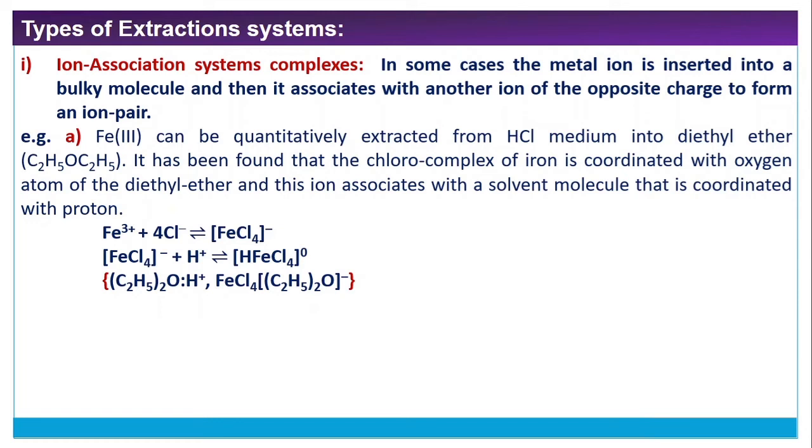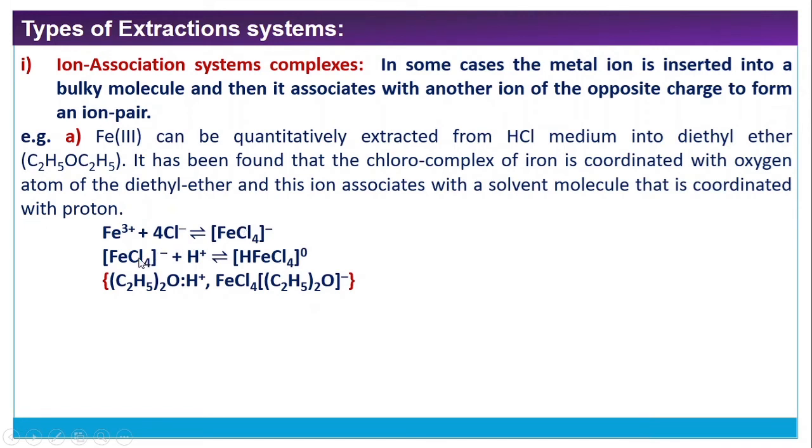It has been found that a chloro complex of iron is coordinated with the oxygen atom of diethyl ether. This is the formula for diethyl ether. It forms a chloro complex that is coordinated with the oxygen atom of diethyl ether, and this ion associates with the solvent molecule that is coordinated with the proton. Suppose ferric ion is reacted with chloride ions, then it will form the ferric chloride ion.